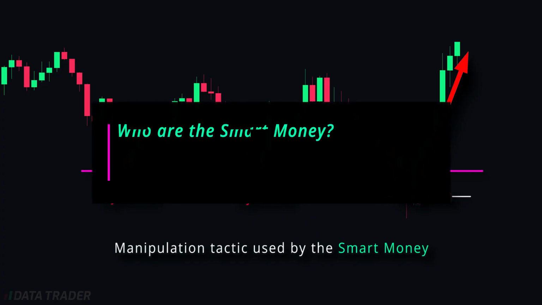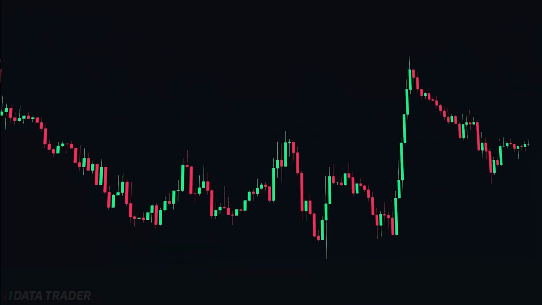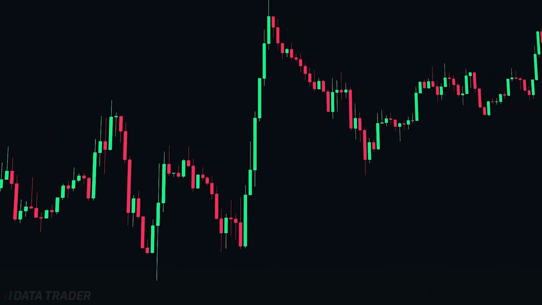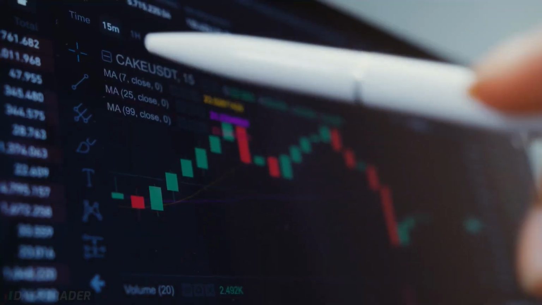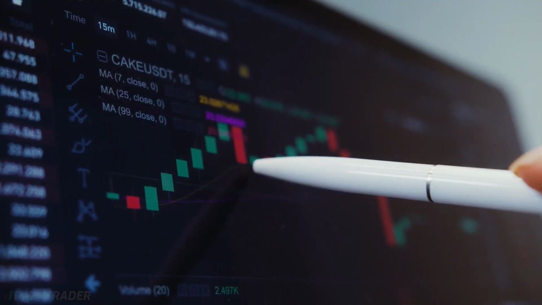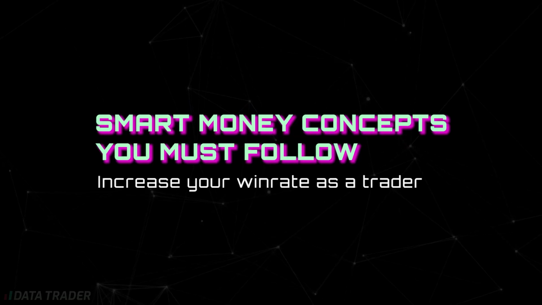And so, who are these smart money exactly? Smart money are actually investors that have large sums of money. Think of it like the big banks, institutions, or hedge funds. Because these investors have a large amount of capital to trade, they are actually the ones moving the market. Meaning, if we're able to somehow figure out their way of thinking, or even better, knowing what their trading strategy is, we can use it to our own advantage and make a profit. With that being said, here are several smart money concepts that you must follow in order to increase your win rate as a trader.